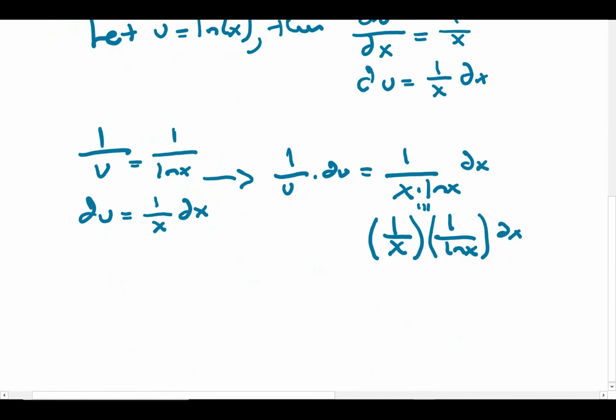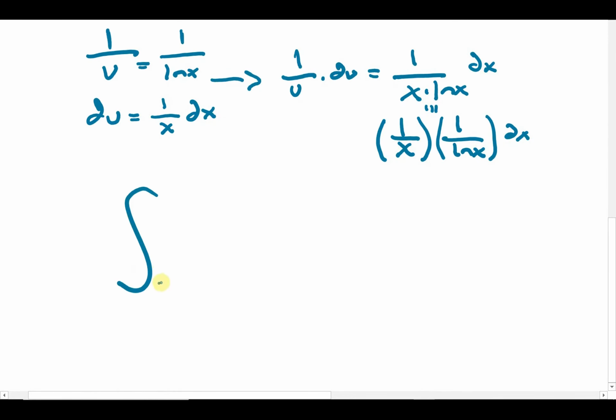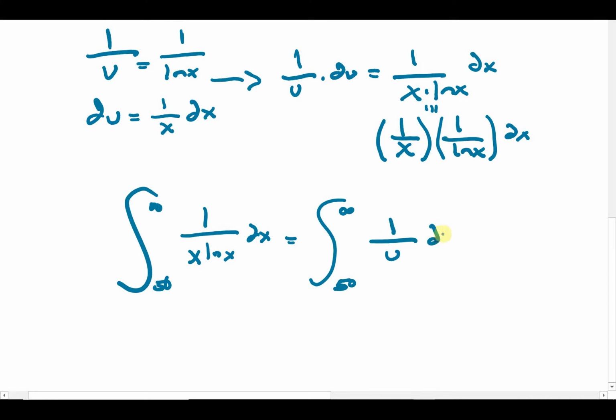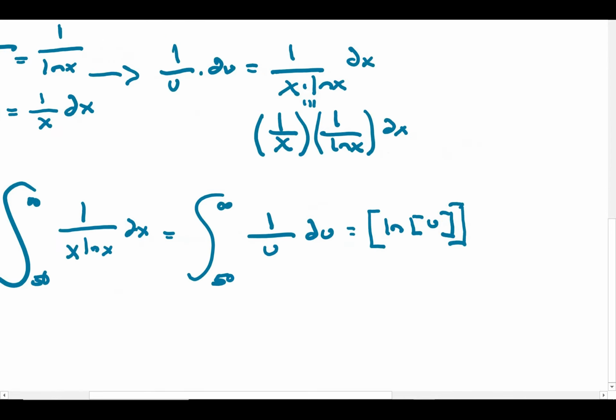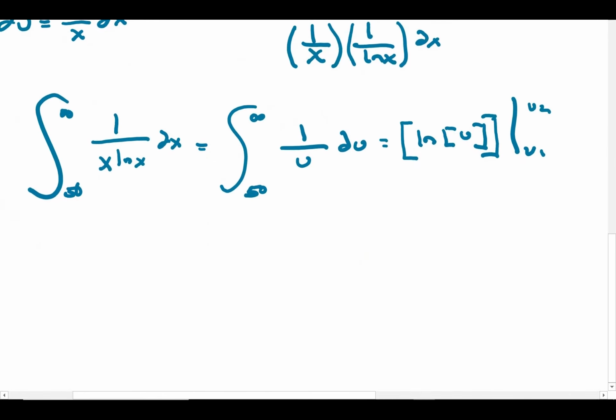So we're now taking the integral from 50 to infinity of 1 over x ln x dx. This can be equated to the integral from 50 to infinity of 1 over u du, which equals ln u, evaluated from the limits u1 to u2.